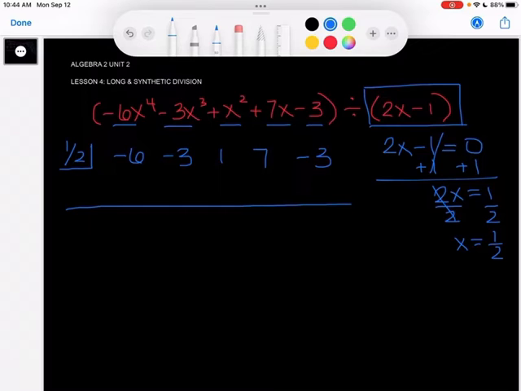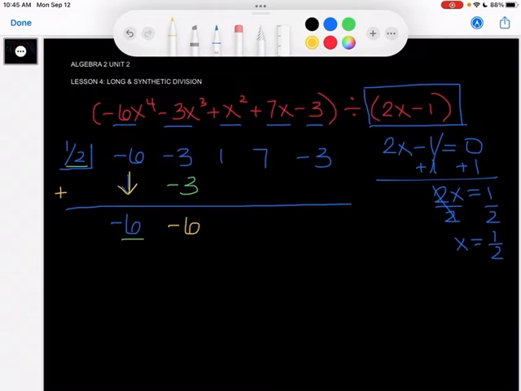So the first step with synthetic division is to bring your first coefficient down. So just bring the -6 here. And then we're going to multiply this value by this, and we're going to do that each time. So -6 times half, or half of -6, is -3. And then you add at this point. The first time you just bring down, but then you add. So I've got -3 plus -3, which happens to be -6.